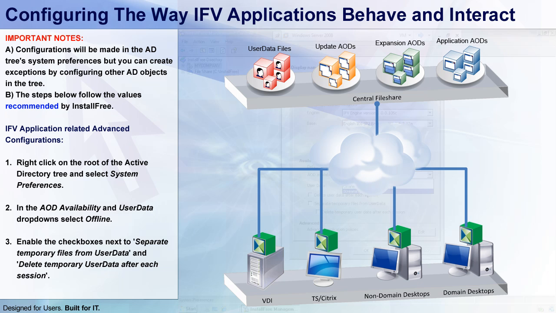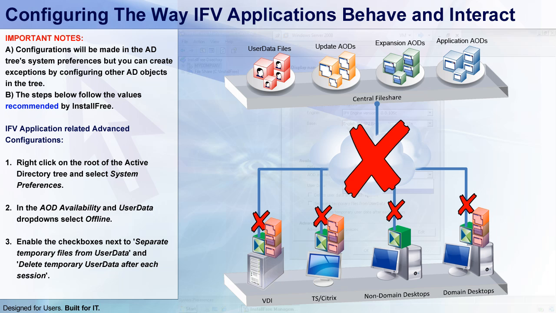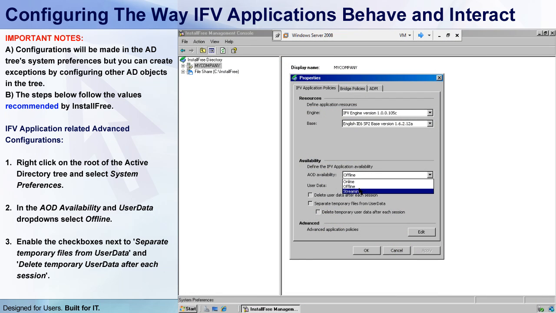And lastly, the streaming option will stream the AOD files at block level according to the modules called for by the IFV applications and cache the downloaded segments of AODs locally. But again, just like the online option, this will require users to be connected to the file share at all times. And although cached locally, the AODs configured to stream will not fire up unless connected to the file share. So I will select offline as InstallFree recommends for most scenarios, which will allow offline availability and superior performance. Now let's move to the next dropdown, the user data here.